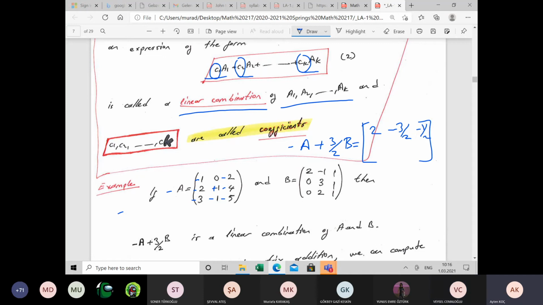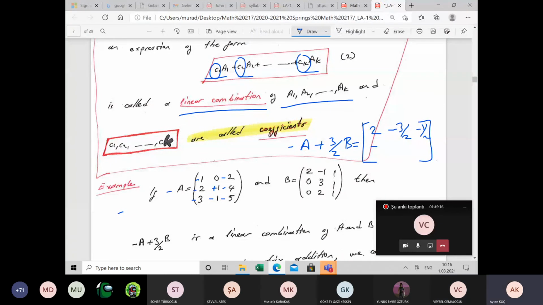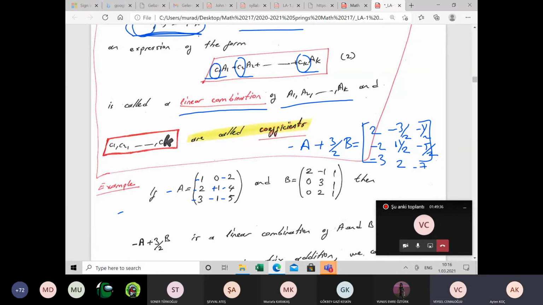Yes, first entry of second column, this one. -2. Yes. 11 over 2. -5 over 2. Yes. Minus 3, 2. Yes, and minus 7 over 2.